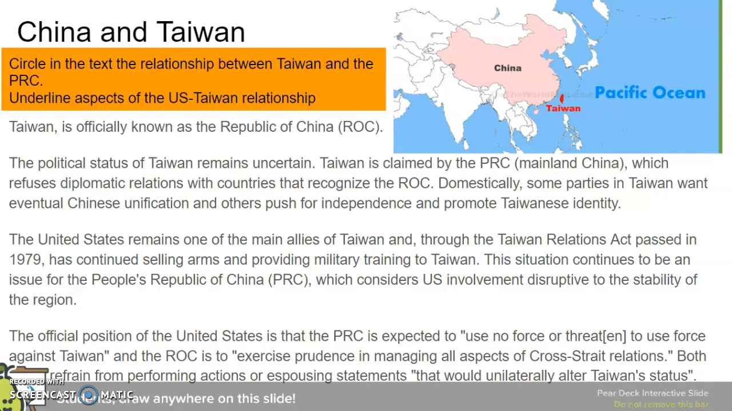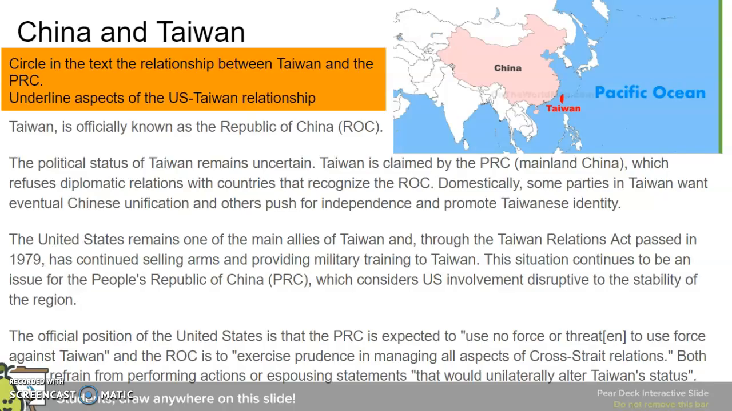Taiwan is officially known as the Republic of China. The political status of Taiwan remains uncertain. Taiwan is claimed by the People's Republic of China, mainland China, which refuses diplomatic relations with countries that recognize the ROC. Domestically, some parties in Taiwan want eventual Chinese unification, and others push for independence and promote Taiwanese identity.